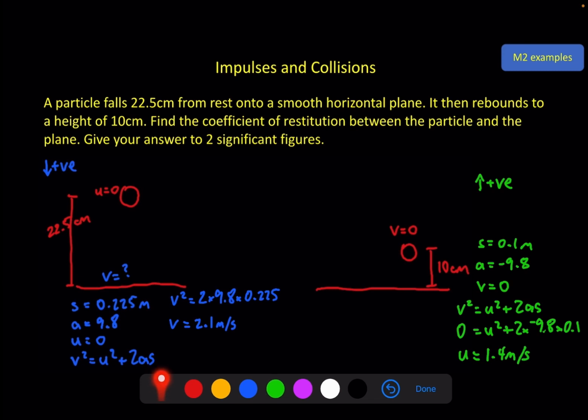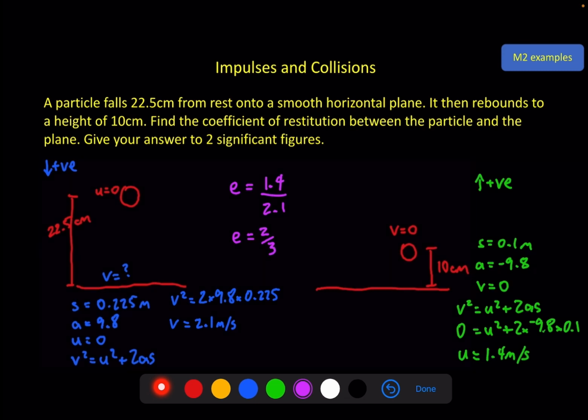So we've got two very nice numbers here. I didn't round those. They came out as 2.1 and 1.4 exactly on my calculator, although we have of course used 9.8, which is a rounded number, to find e. e is equal to the speed of separation, which is the speed immediately after the collision here, 1.4. That goes in the numerator, divided by the speed of approach, that's the speed immediately before the collision here, 2.1, in the denominator, which gives us a coefficient of restitution 2/3 between the particle and the plane.